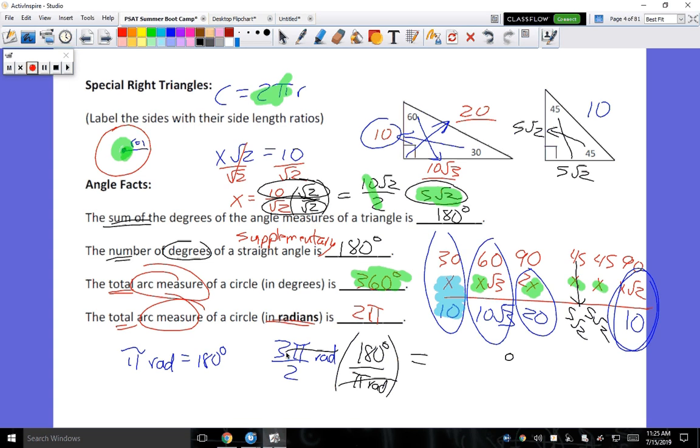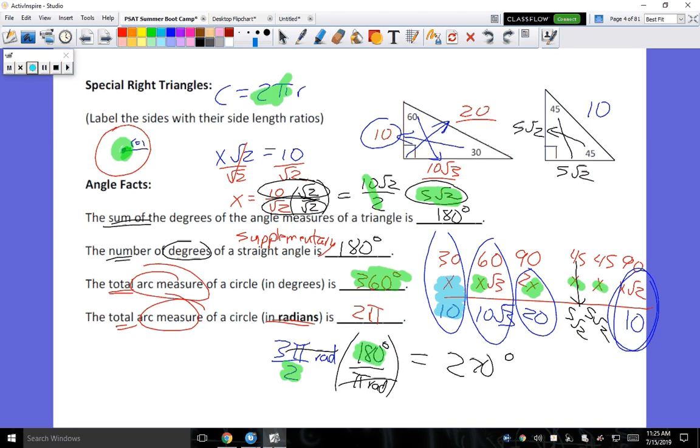Guys, what would you do here? I have a 3, I have a 180, and I have a 2. What should we do to make it easy to do it by hand? Always reduce as early as you can before multiplying. Okay? So this is 90 over 1, and what's 90 times 3? 270 degrees. We're going to convert from degrees now to radians, and then we'll be done with this.